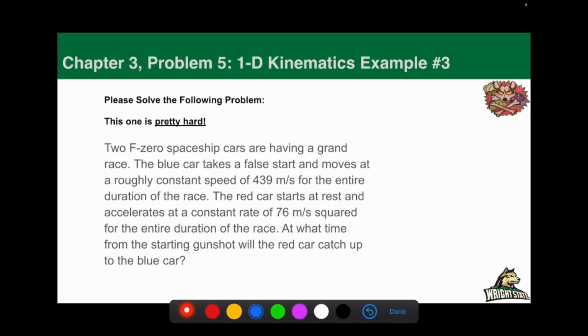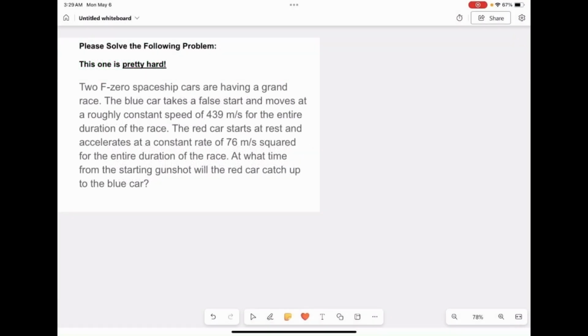Okay, like I said, this one is a little bit tricky. Go and try this one on your own, see if you can solve it. Pause the video, come back in a minute. Okay, welcome back to our last question. Let's try to solve this one.